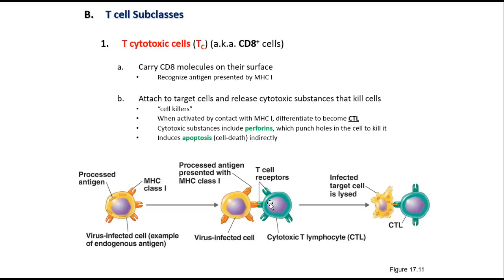The cytotoxic T cell is also known as a killer cell because it makes these cytotoxins. One of them is called perforins, a chemical that they put in that cell, and it makes holes in it. Perforin almost sounds like perforate, and perforate means put holes in something. It can also induce apoptosis, which is programmed cell death.